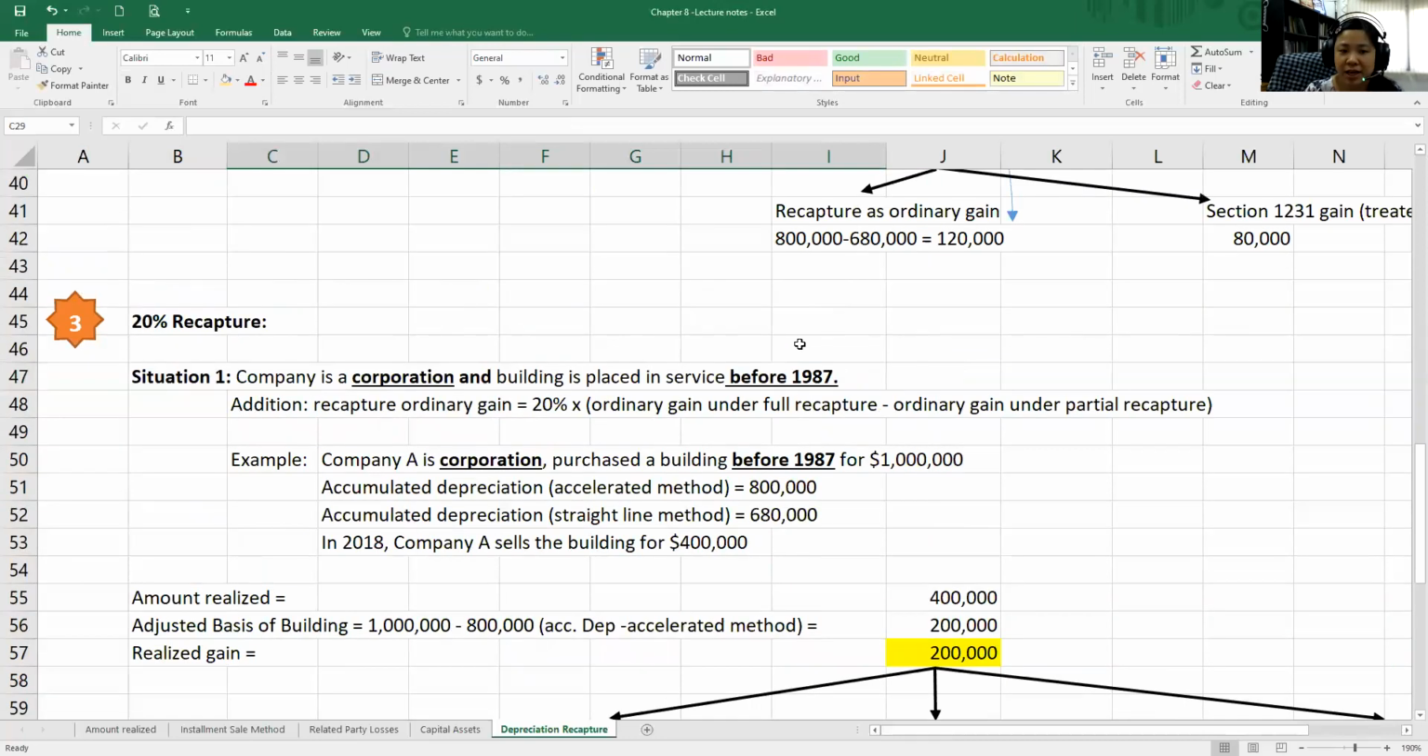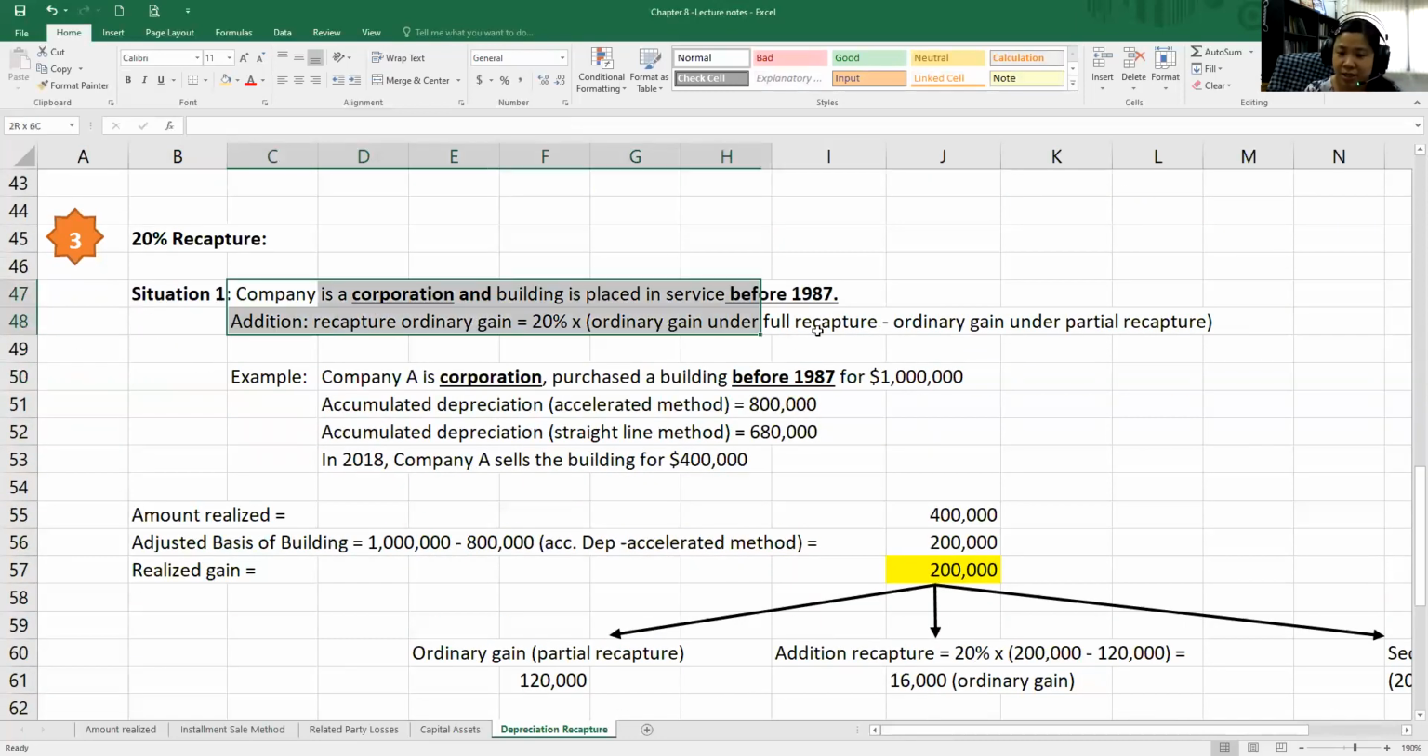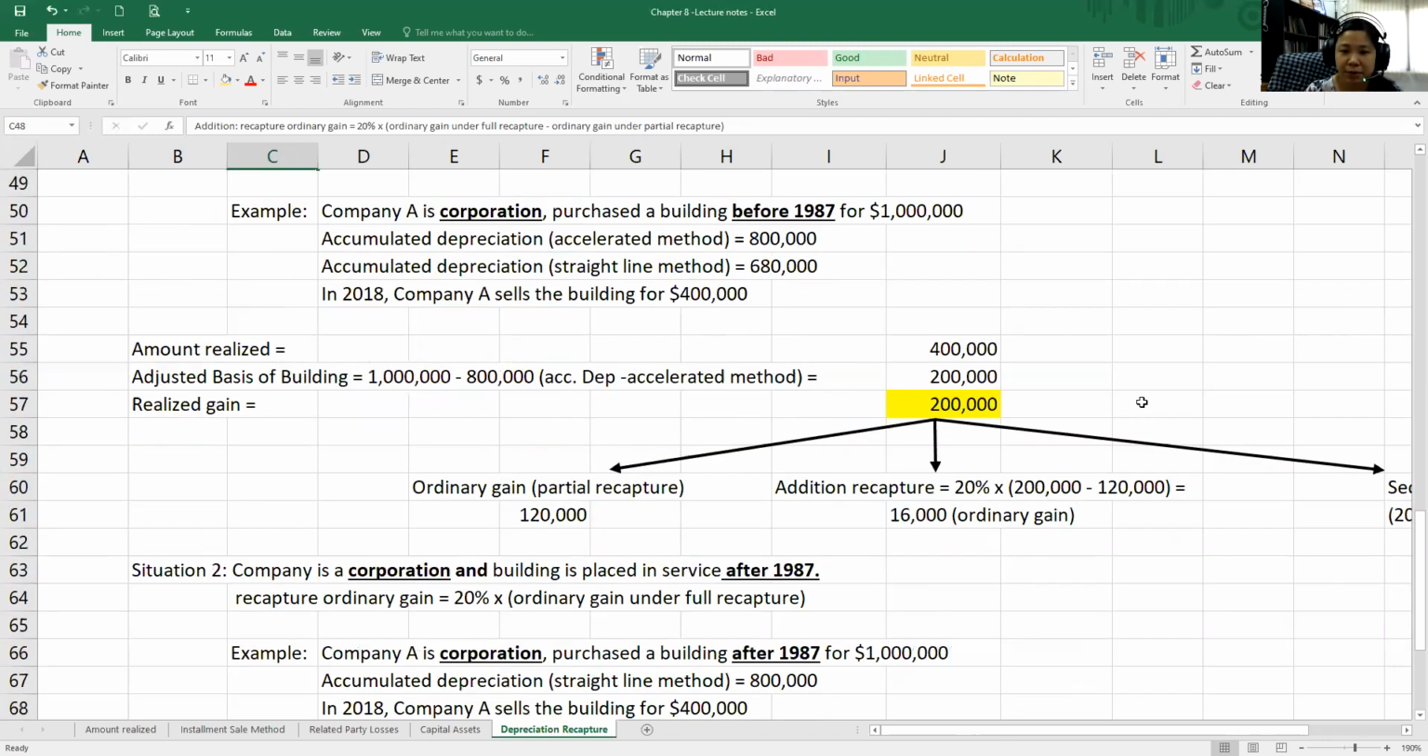And now, what happens if it's a corporation and we purchase the building before 1987? Then we're going to add the recapture as ordinary gain, which is equal to 20% of ordinary gain under full recapture minus ordinary gain under partial recapture. Okay, let's look at the example now.